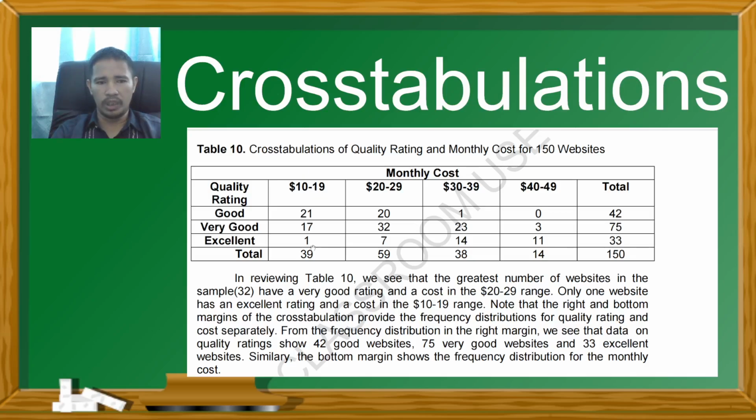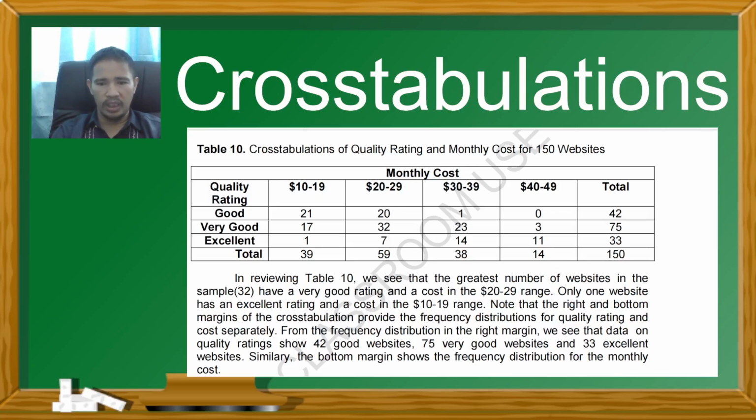And note that the right and bottom margins of the cross tabulation provide the frequency distributions for quality rating and cost separately. The total for 10 to $19 is 39, for 20 to 29 is 59, for 30 to 39 is 38, for 40 to 49 is 14. For the quality rating, good has a total of 42, very good is 75, and excellent is 33. If you add these up, it equals 150, and if you add the cost totals, it is also 150.